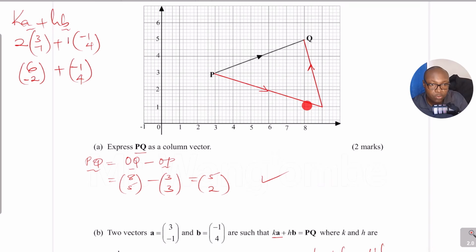So this is positive 4. So 1, 2, 3, 4. And that is how you are supposed to represent that. So this is KA. So this one represents KA, and this one represents HB. So that is how you're supposed to represent that part.